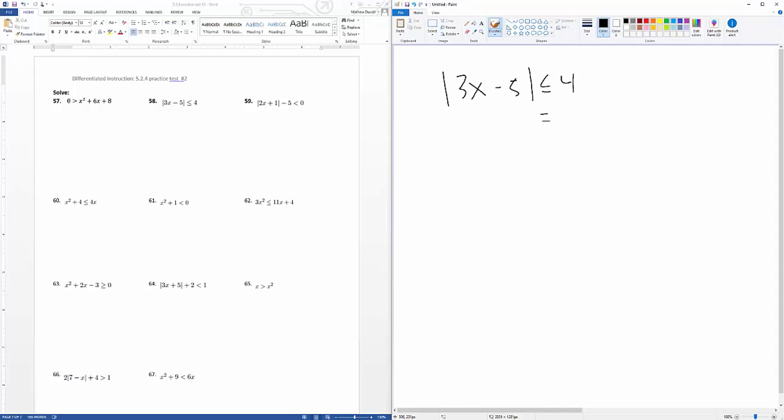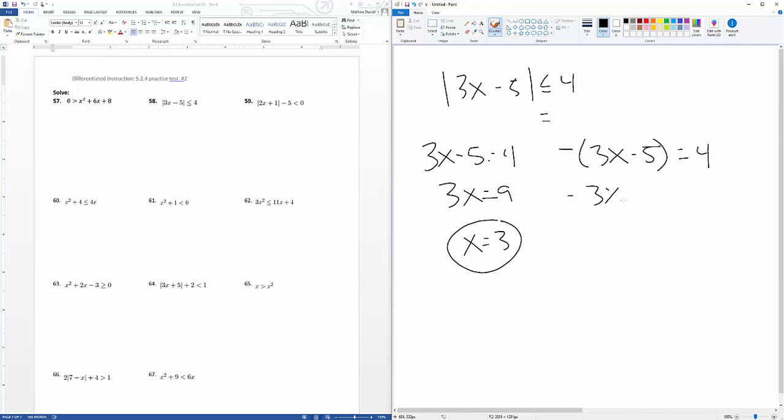So we pretend it's an equal sign. So solving an inequality, you break it into two equations. One positive and one negative. So now I solve for x. So add 5, divide by 3.